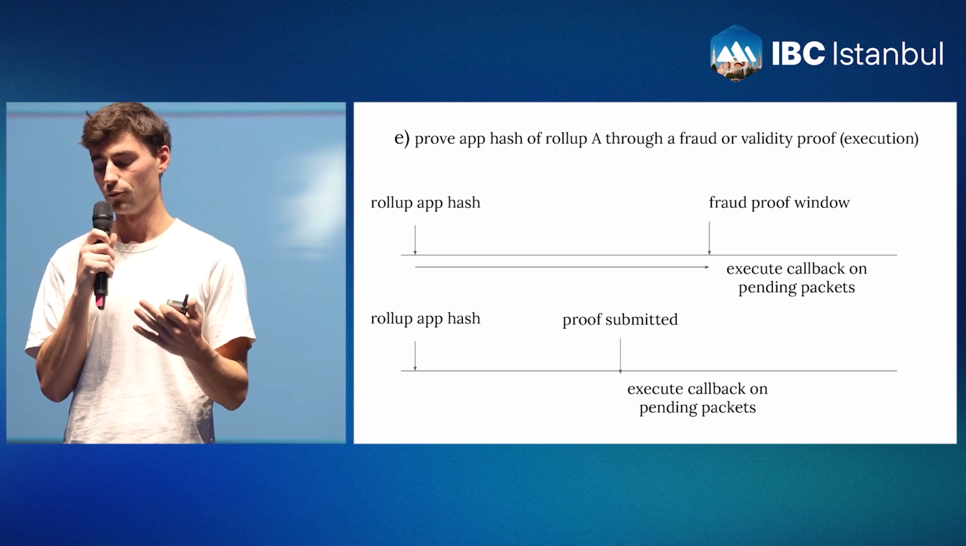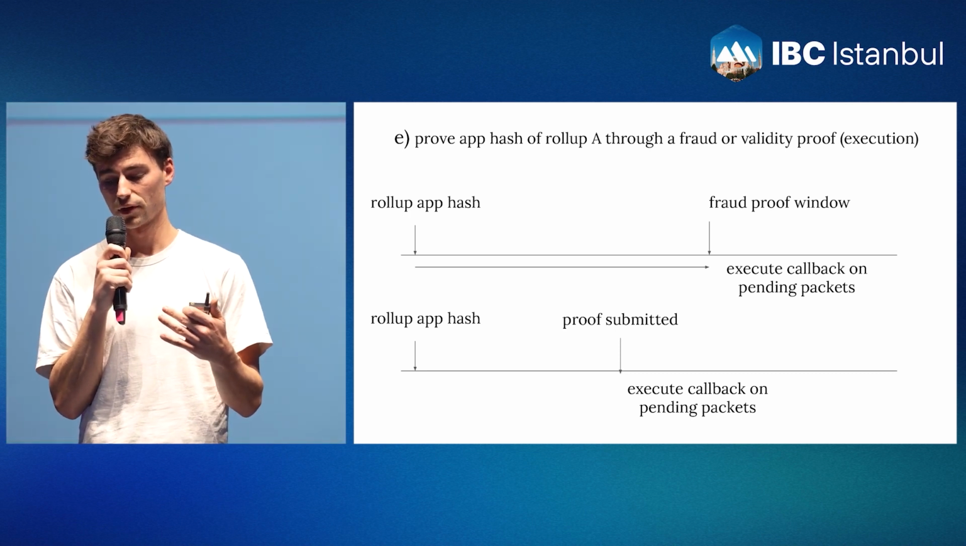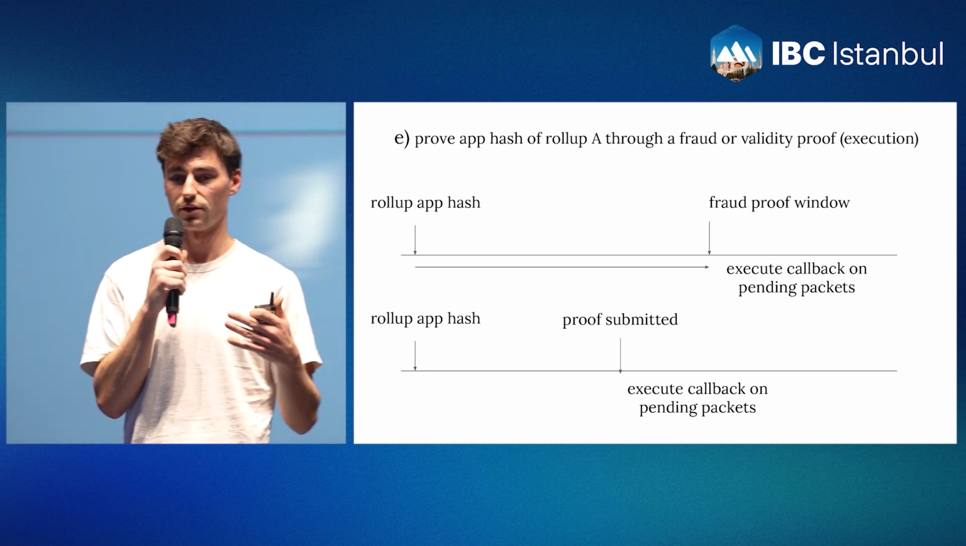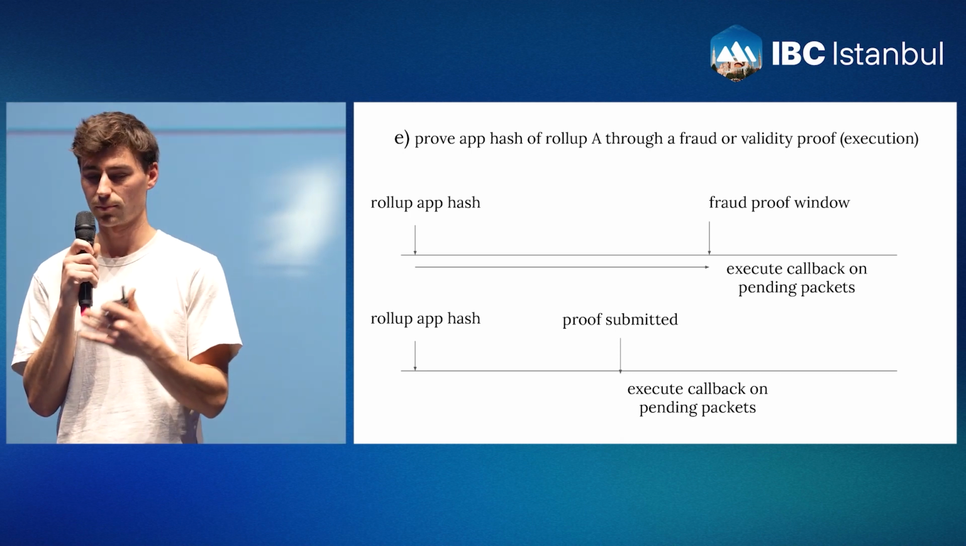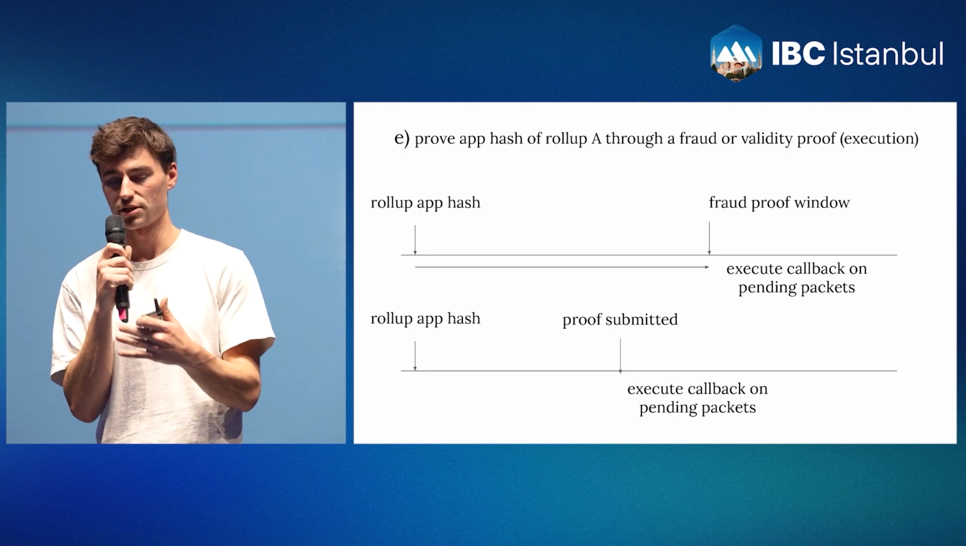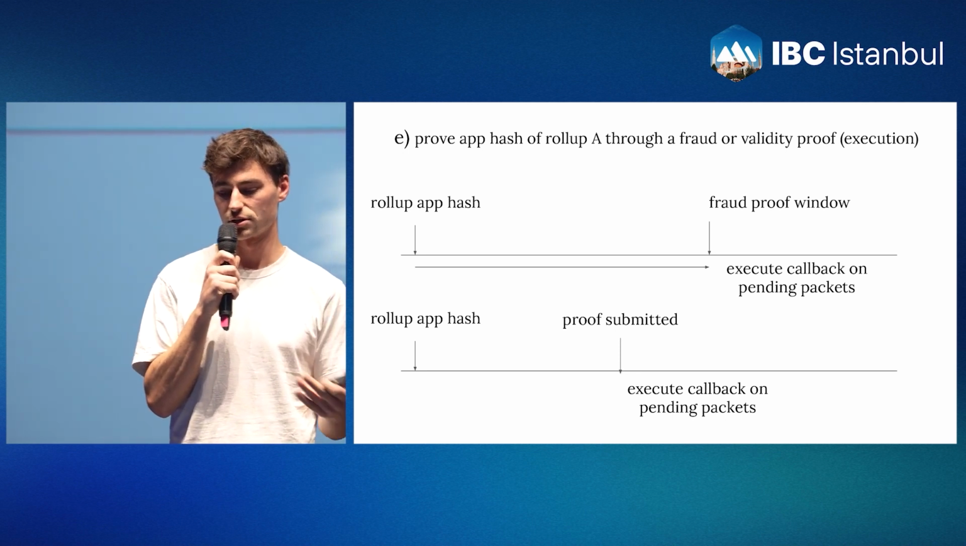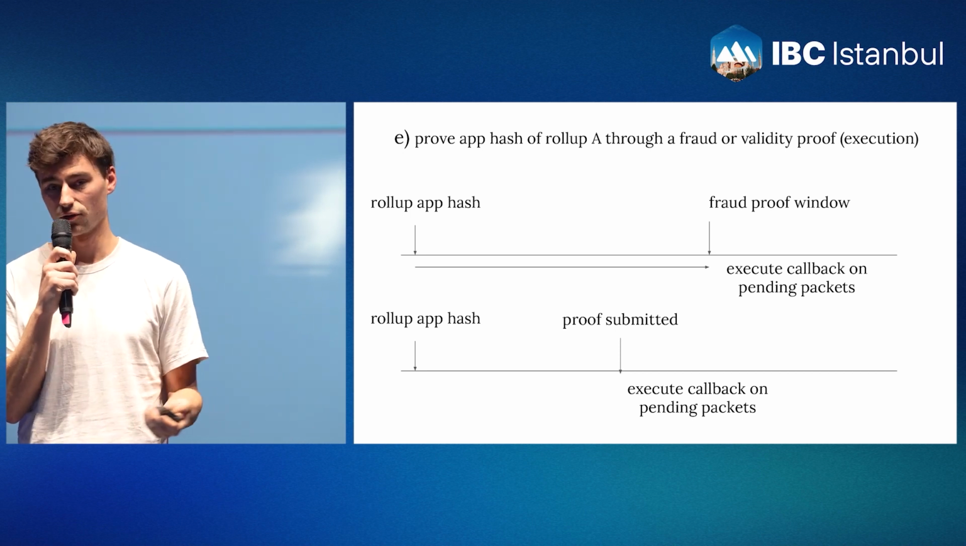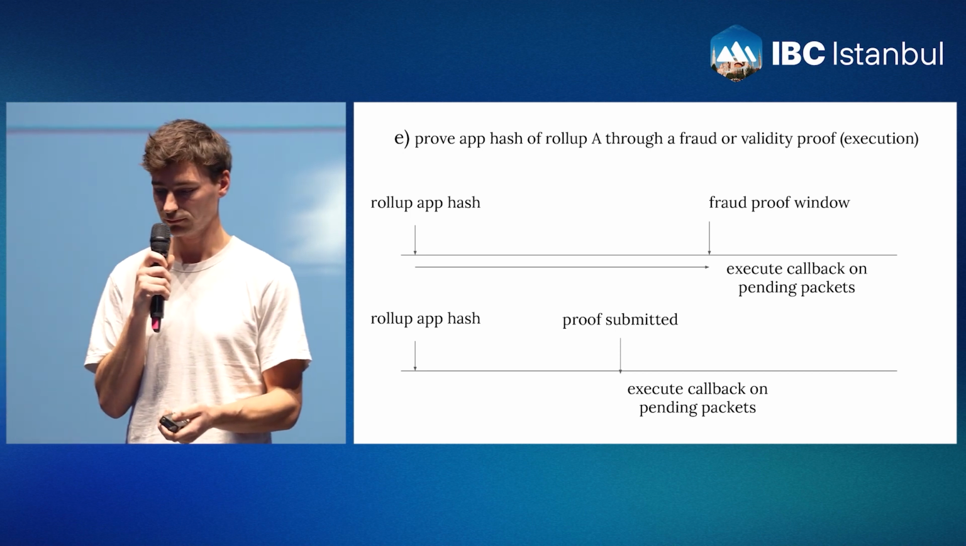And then for validity proofs, there is no fraud proof window, of course. The moment a proof is submitted, you can then go and execute all the callbacks on the pending packets. So if you're waiting for that transfer to be validated, now you can go do this. So the validity proofs have the advantage of being a lot faster. Of course, they're a lot bigger in size.